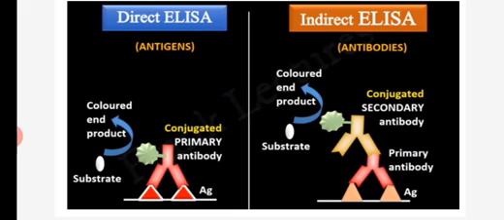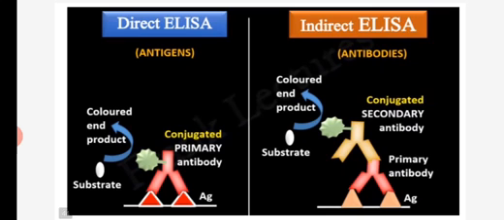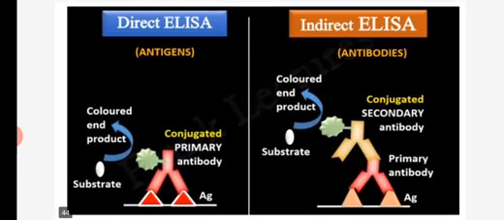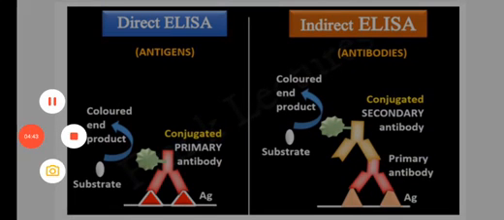Then we are adding the conjugated secondary antibody. That secondary antibody has the enzyme part. When we are adding the substrate, that complex will form the colored end product. That is the difference between the direct ELISA and the indirect ELISA.